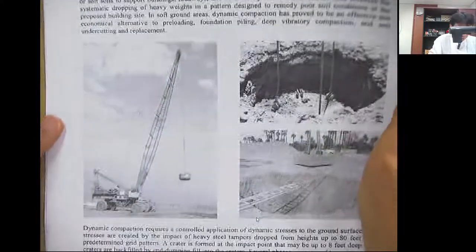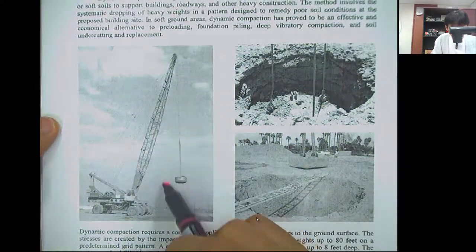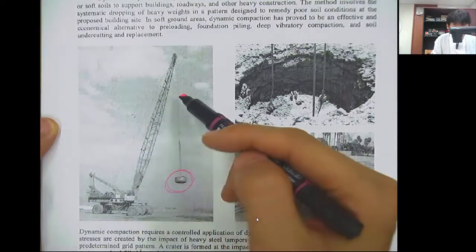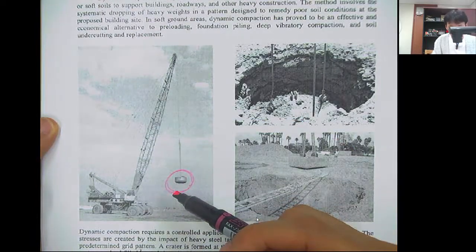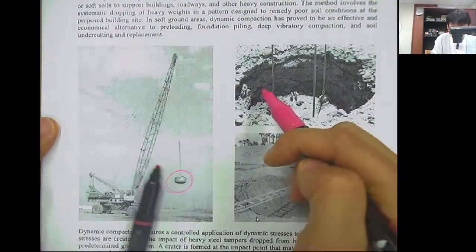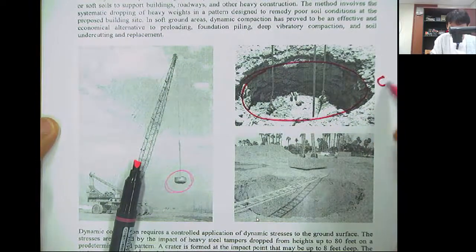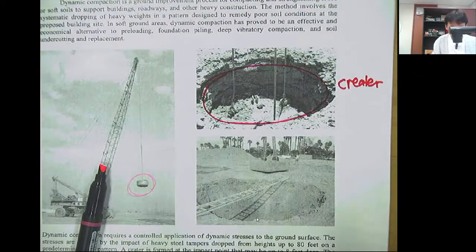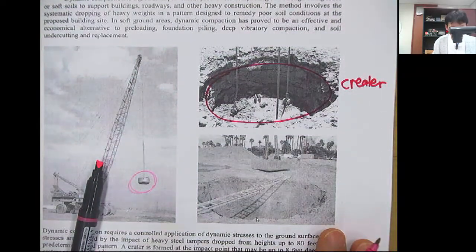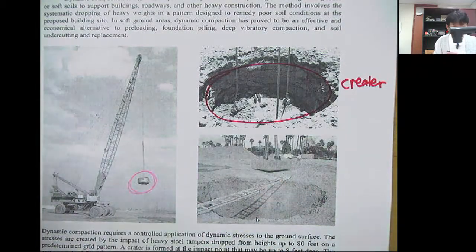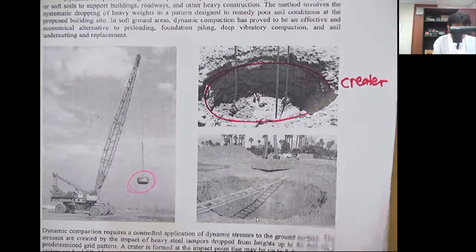So the deep dynamic compaction, as you can see from the picture, you have a heavy weight or the temper or the pounder, and it just drops, and normally the height is about 10 to 30 meters high. And after dropping it, you can see a kind of hole called a crater. The crater is created. So at the end of this dynamic compaction, before you complete the project, you have to fill this crater, and then you go through the ironing phase with the lower compactive effort.